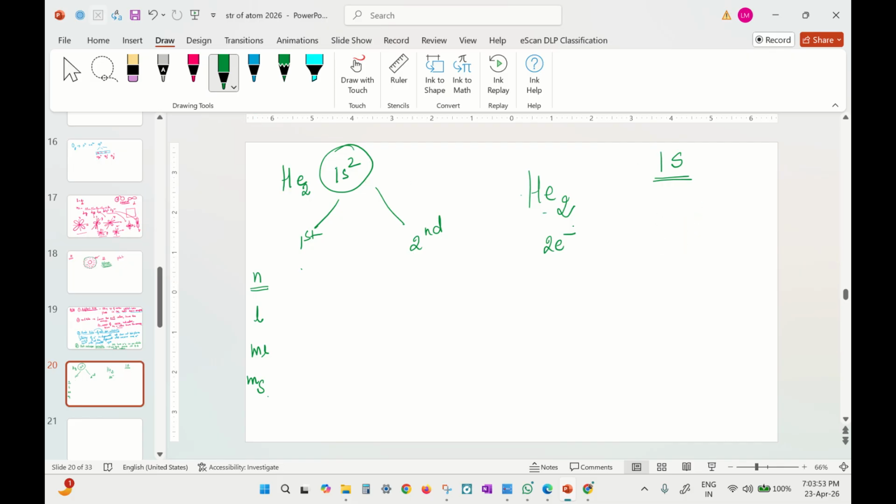S indicates the azimuthal quantum number. This 2 represents the number of electrons in it. So what is the N value for it, Shri?